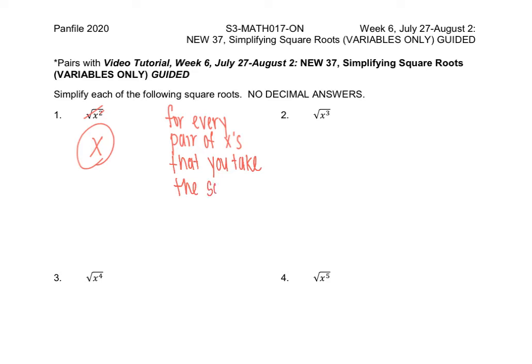So if you look at number 1 then, when you have a square and a square root together, they actually will cancel out, leaving you with just x. So the key here is for every pair of x's that you take the square root of, you get 1.